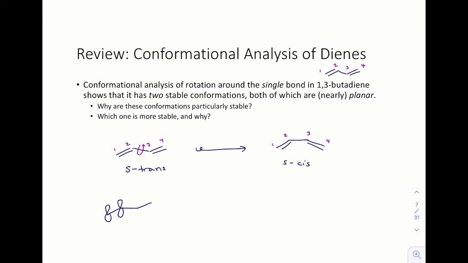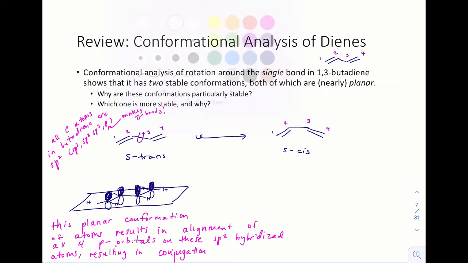We can represent the s-trans conformation like this, where all four of those carbon atoms are in the same plane, which I'm trying to represent as the plane of the board. That means that the p orbitals are perpendicular to the plane of the board. And of course, the hydrogen atoms that are implied on each of these carbons are also in that plane. But the p orbitals here are what is most important. If this molecule is perfectly planar, then the p orbitals are all aligned and parallel, and that allows for conjugation between all four of the atoms in the system.